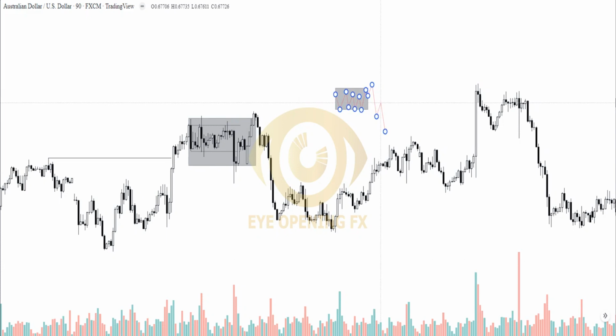The main manipulation, since we're having this consolidation right here, does happen to the downside, all right, for bullish continuation or bullish order flow. So the main manipulation will happen to the downside. This will become our low risk sell area.